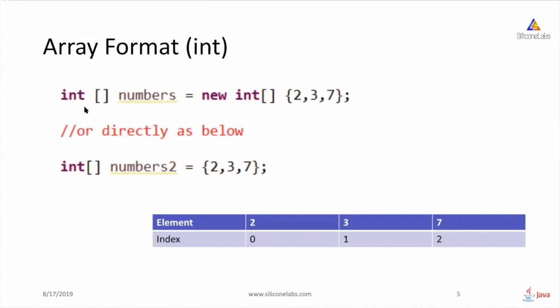There are other ways to declare an array. First of all, we have int square brackets, numbers equals new int. Instead of giving a size, we just assign the values on the right side, or we can directly assign the values without using int or the new keyword after the equal sign. And again, we still have the same row in the backside of Java. So index number 0, 1, 2.